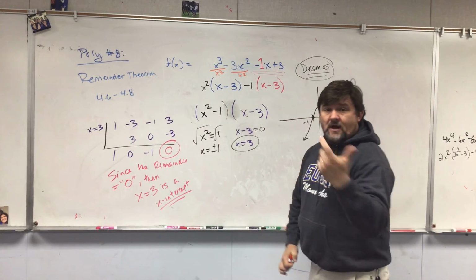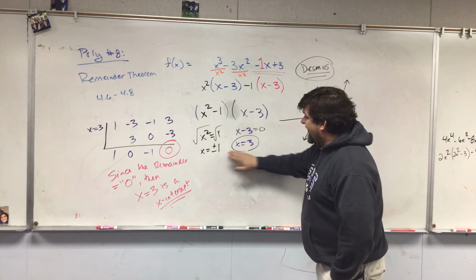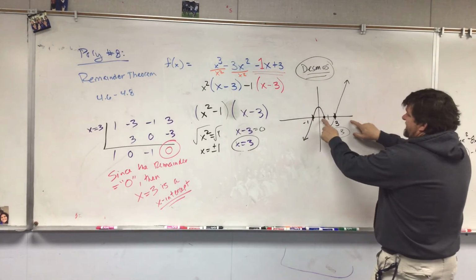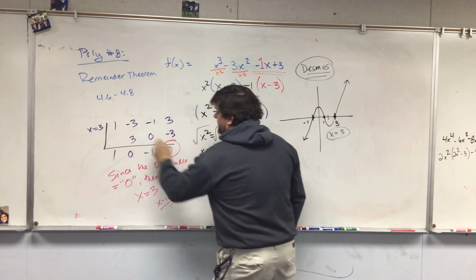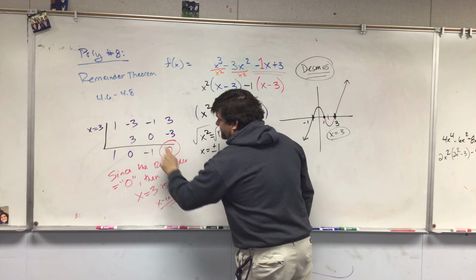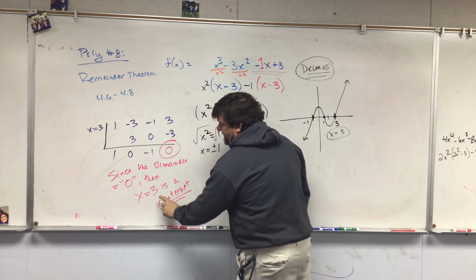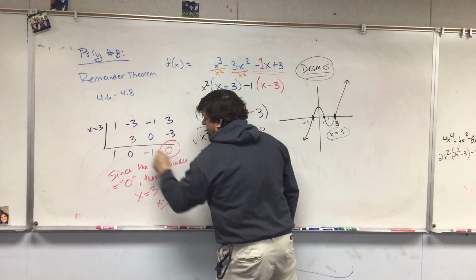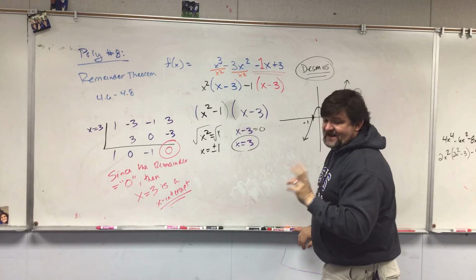So, a couple of ways to prove that they're zeros. Number one, factor them and find the answers that match the graph. Or use synthetic division for the zeros that pop up on the graph, and once you get a remainder of 0, you have proven that it's an x-intercept because x equals 3 has a 0 remainder. So no remainder means it is an x-intercept.